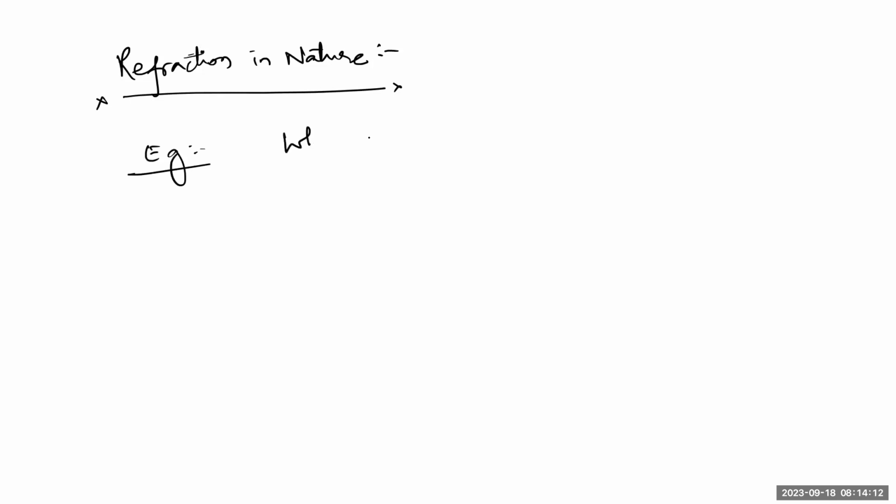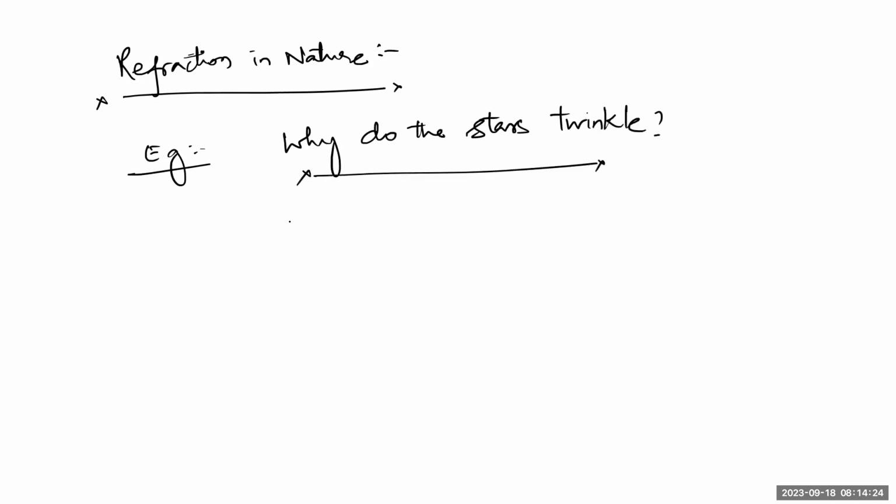My question is, why do the stars twinkle? The twinkling of the stars happens because of what? It's refraction of light, right? See, let me say it like this. Initially, when you see the star from space, it appears like just one small ball, a shining ball.